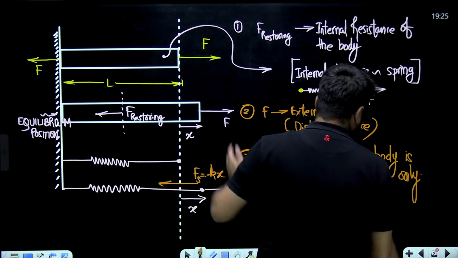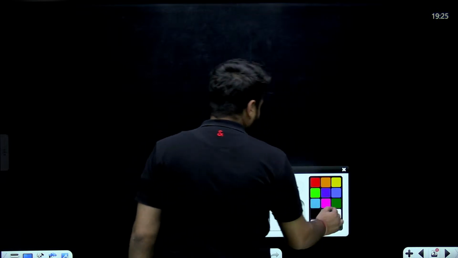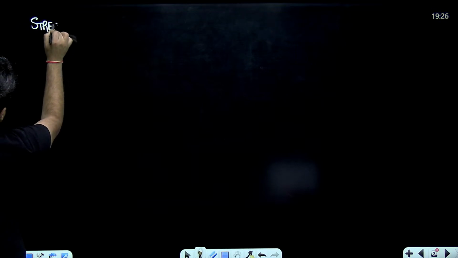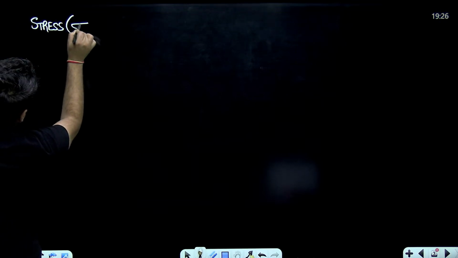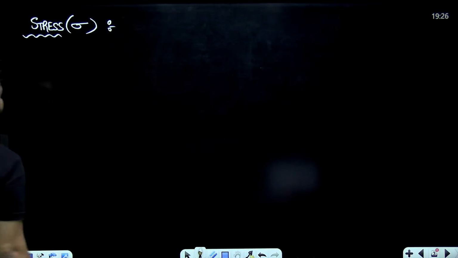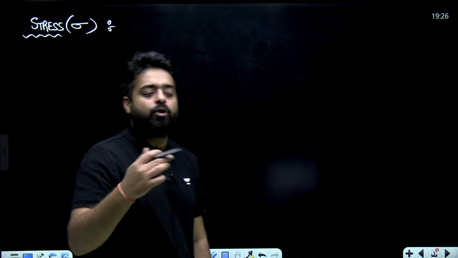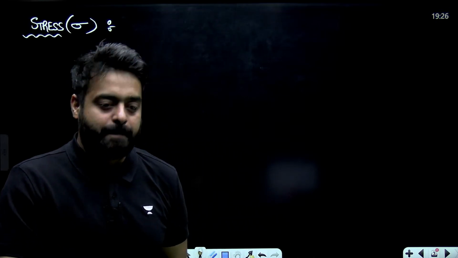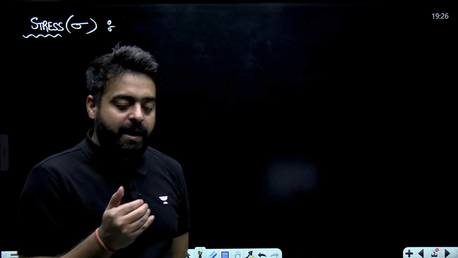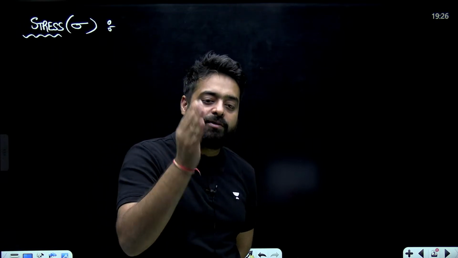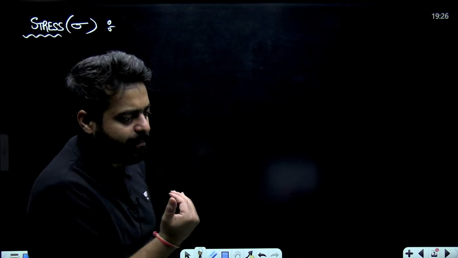Equilibrium position means when the restoring force is equal to the external force, after which it cannot go beyond. So here the concept of stress enters the picture, which is from the word sigma. Sigma is a very commonly used symbol for stress. So what is stress, what is the concept of stress, and how can I apply the concept of stress in any numerical?